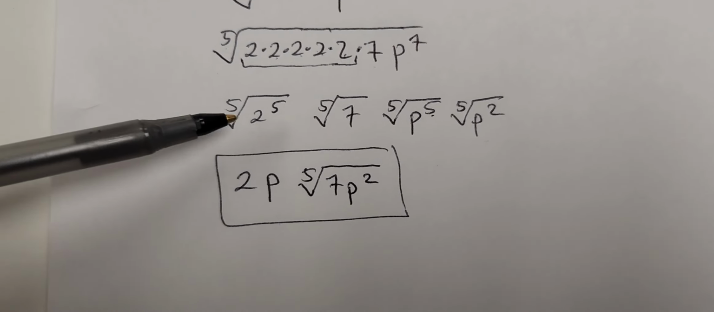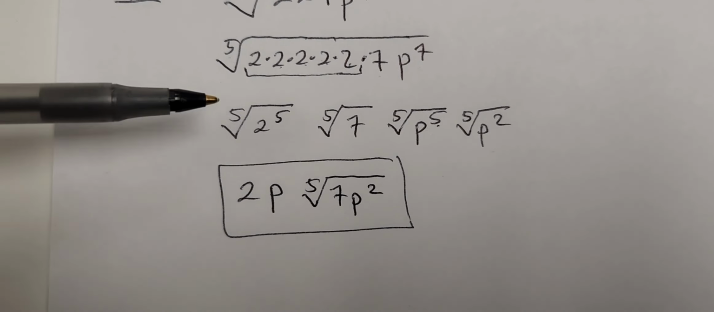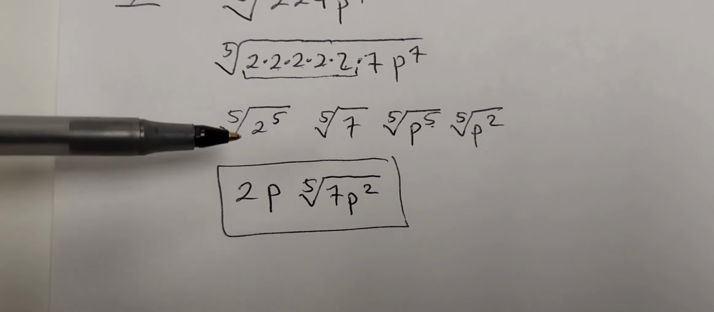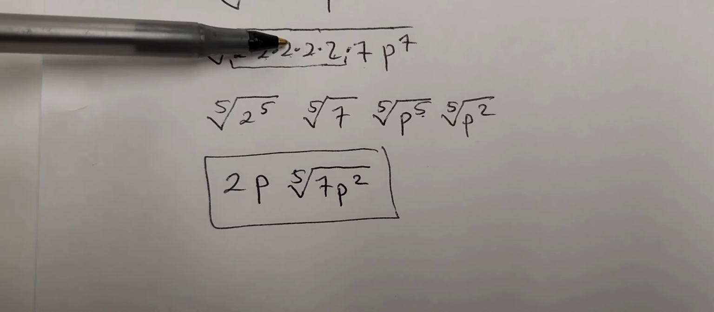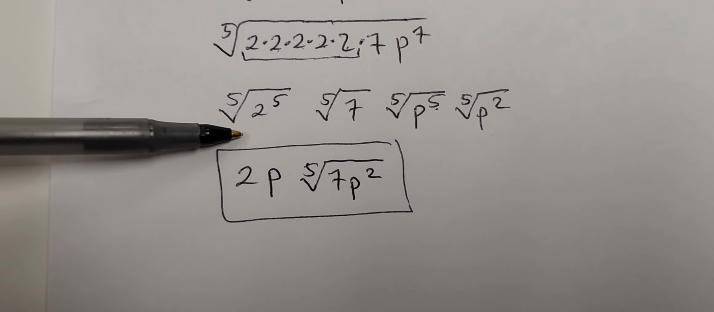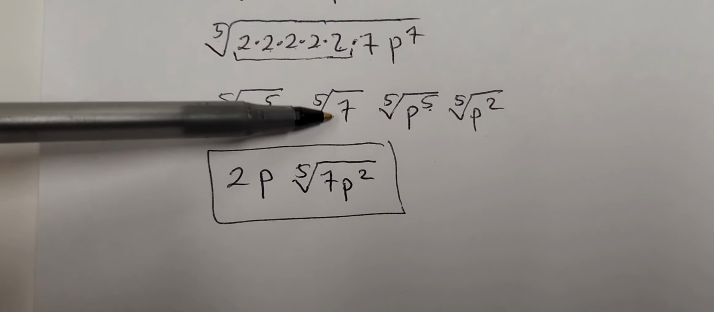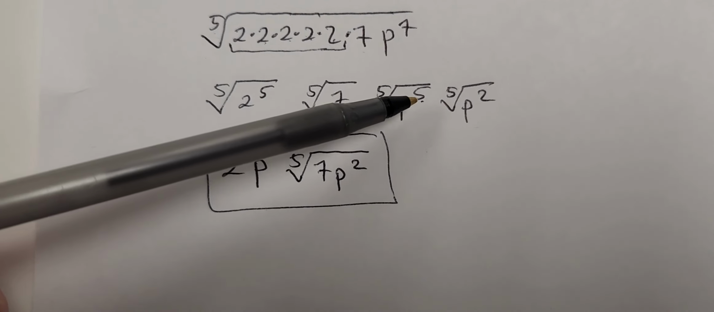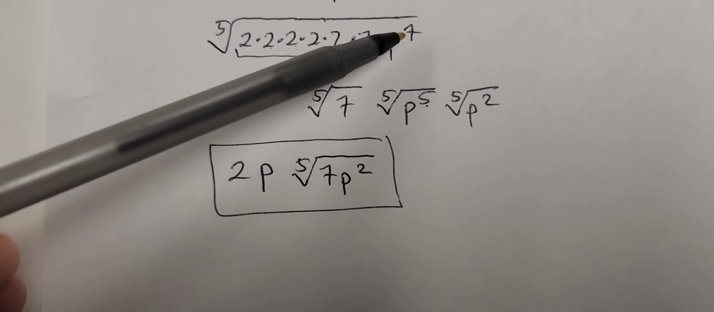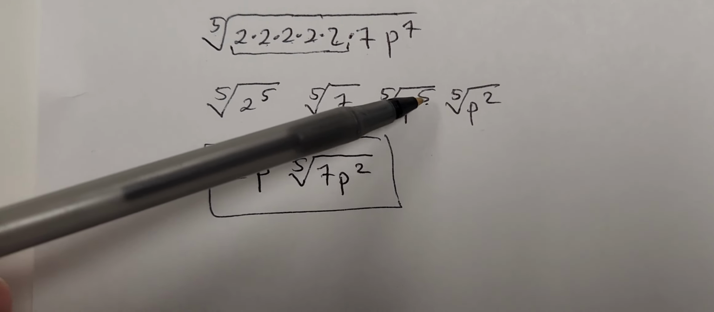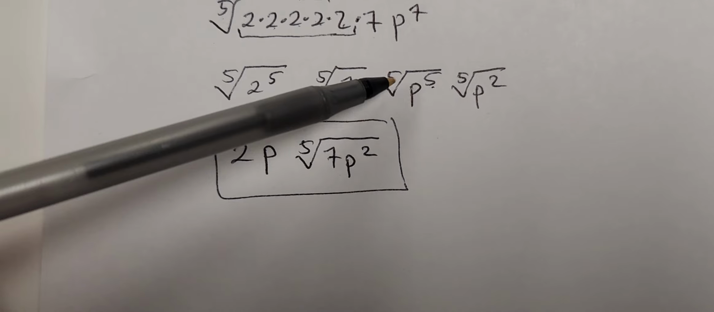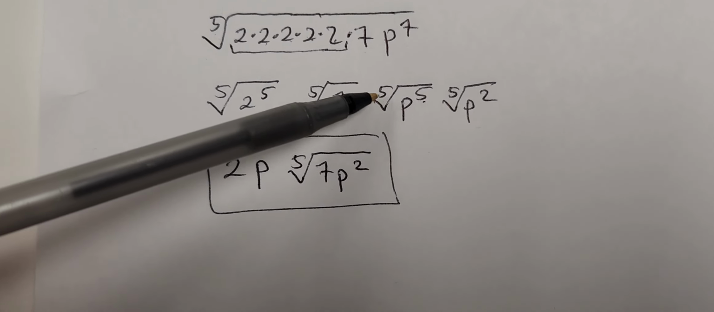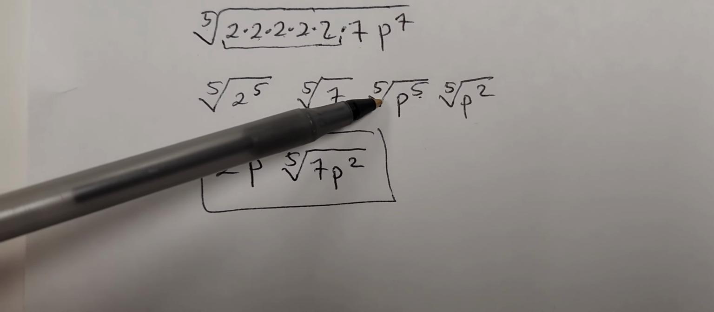Okay, so here, this step, from here to here, there's 1, 2, 3, 4, 5. That goes here. The 7 is by itself. This p^7, I broke it down into 2 pieces because 5 plus 2 gives me 7. Why did I break it down into 5? Because the number outside right here where I'm circling, it's a 5. So we need them to be the same.